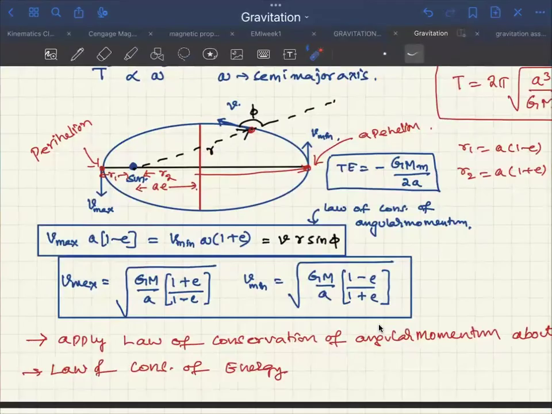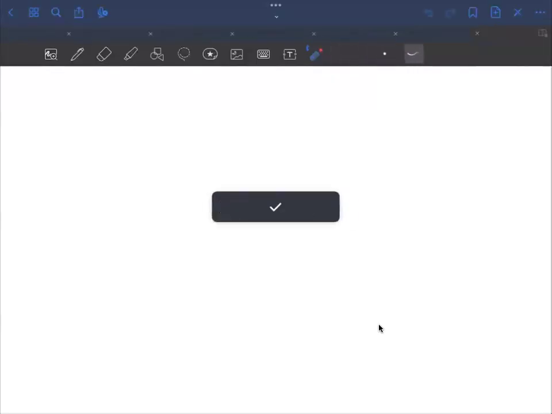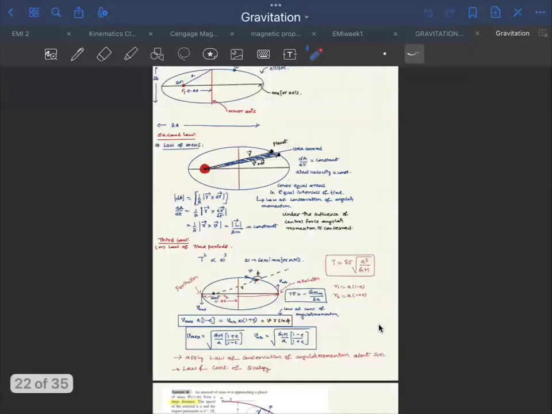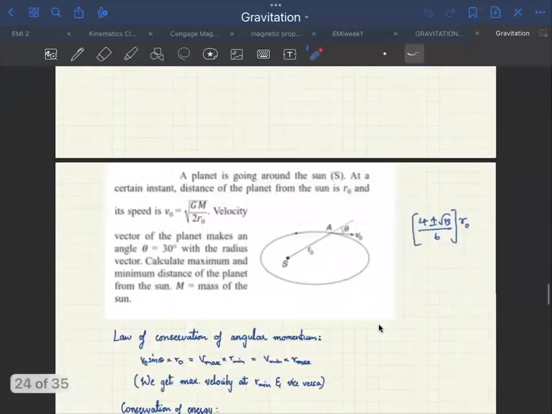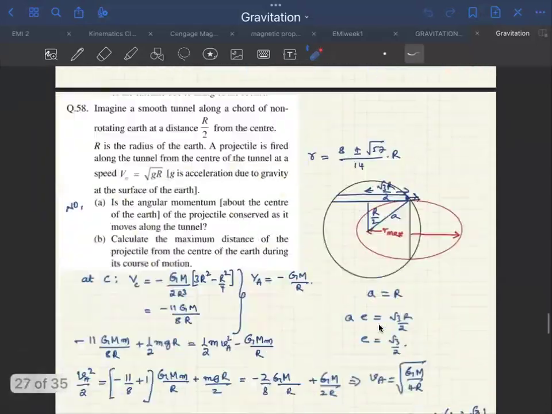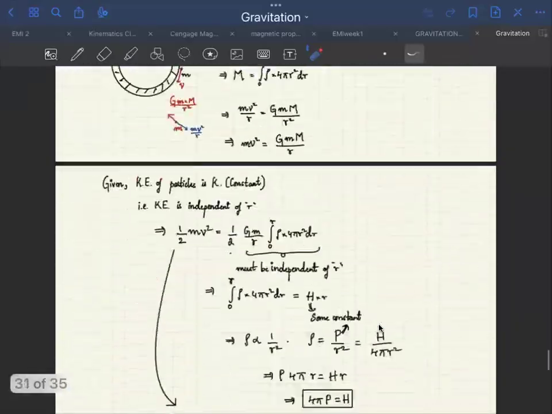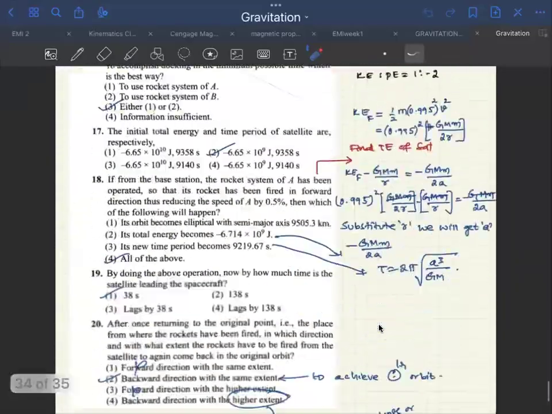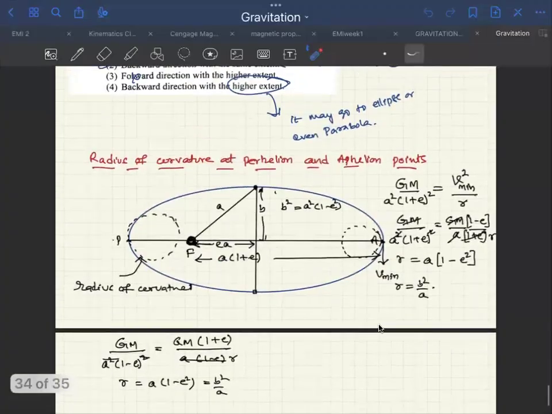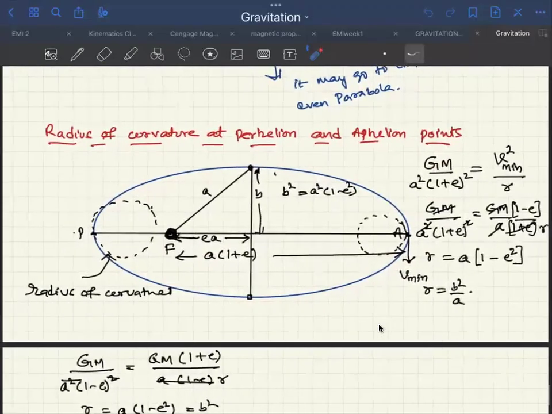Remember, in this part, one more important question you may be given: the radius of curvature at perihelion and aphelion points. Very rarely people will ask this, but you need to just know this. This is geometry. It's not my role; it's the role of a maths teacher to teach you all these things.